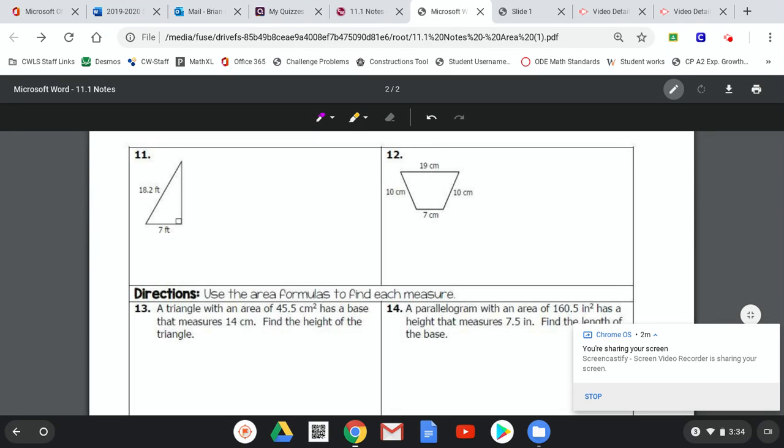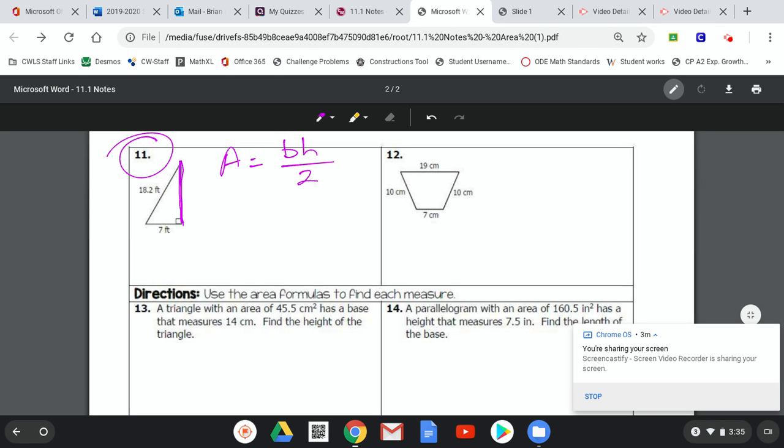Moving on. Number 11. Area equals 1/2 base times height, or base times height divided by 2. I'm just going to write it like that because it looks a lot more simple. Number 11 is a triangle, and that's our formula. Our height's over here, the distance from the bottom to the top. Whatever can we do?